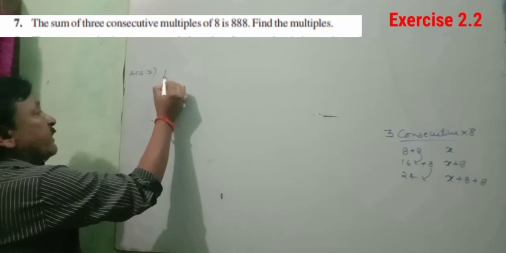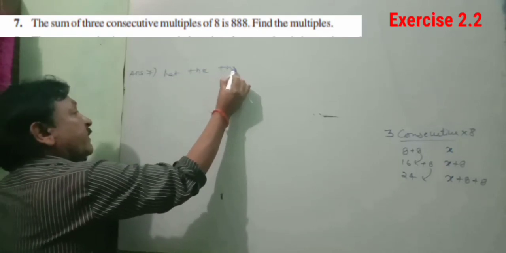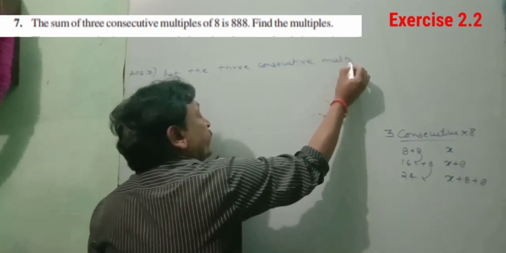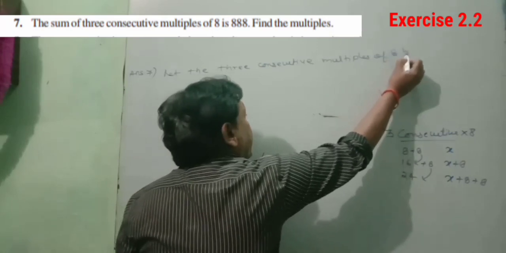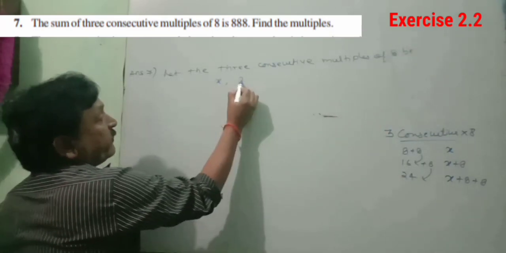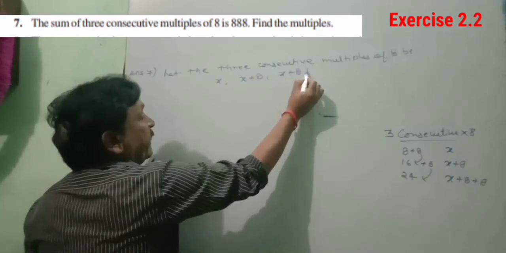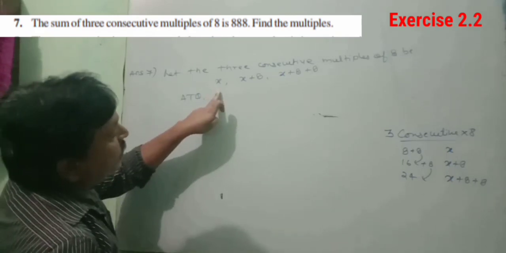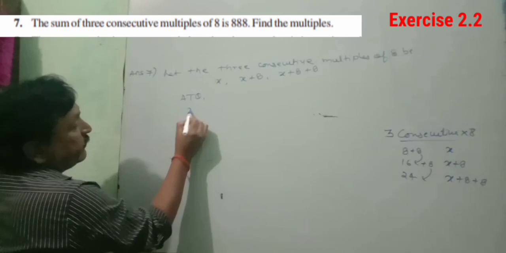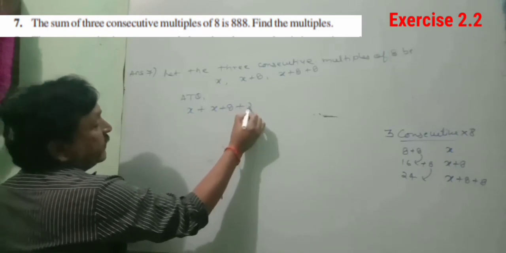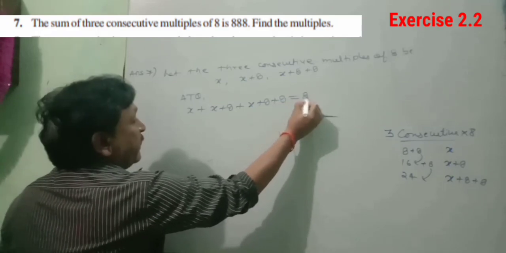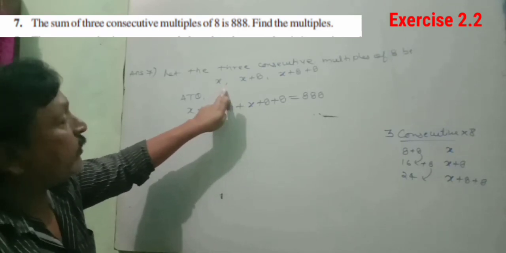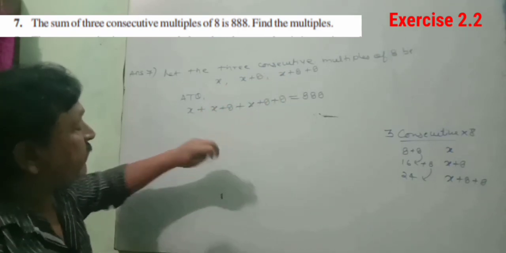Okay, so we can say let the 3 consecutive multiples of 8 be x, x plus 8, x plus 8 plus 8. Now according to the question, if I do the sum of all these 3 numbers, x plus 8 plus x plus 8 plus 8, I will get 888. Now I have to just solve it, find the value of x, and then I will get all the 3 consecutive multiples of 8. So how many x?